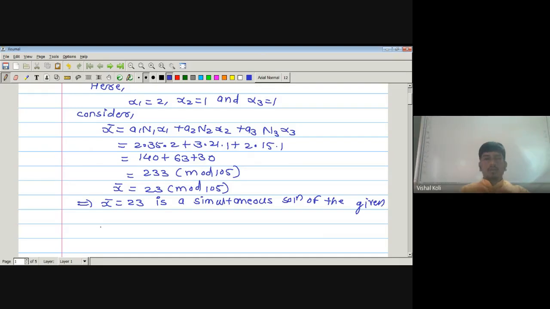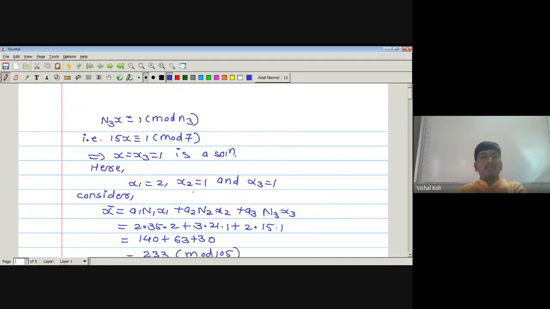Given system of linear congruences. Okay, and which is unique modulo 105. That is, there is only one integer 23 which is a solution of all these linear congruences under 105.